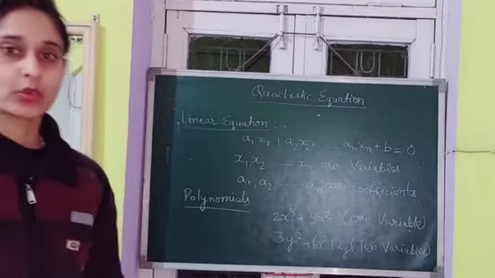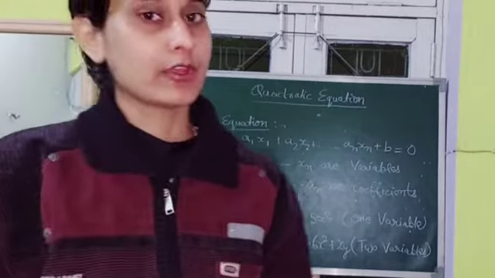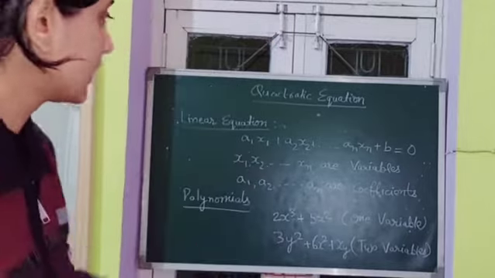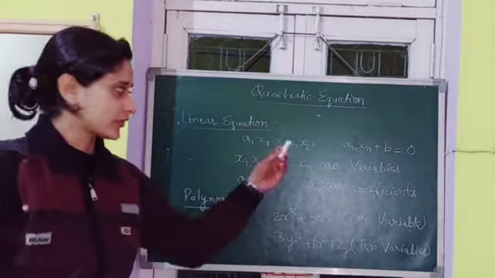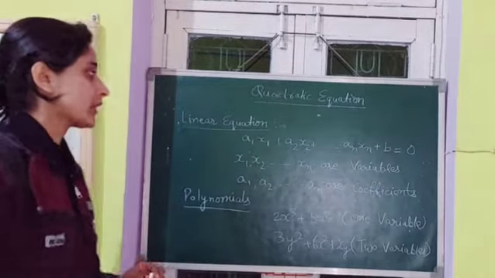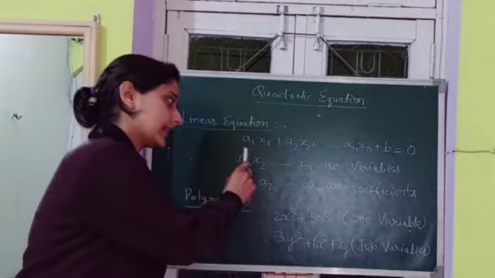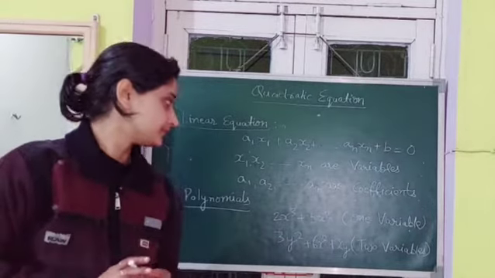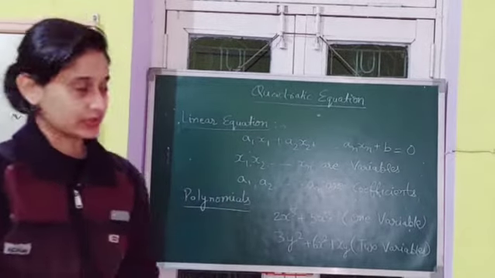So before we know what is quadratic equation, we have to know about linear equation. Linear equation can be in one variable and it can also be in two variables. An equation which can be put in the form a1x1 plus a2x2 plus a3x3 up to an xn plus b equals 0 is known as linear equation. Here x1, x2 up to xn are called variables, and a1, a2 up to an are called coefficients.